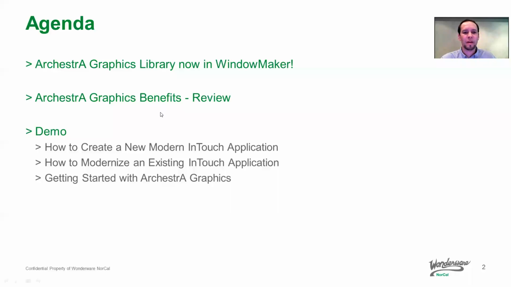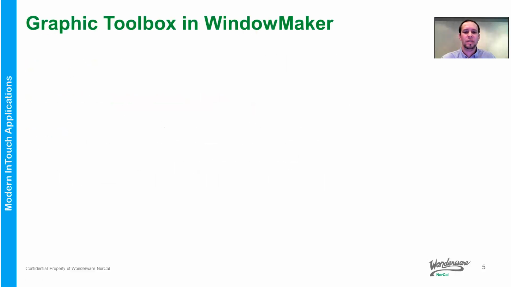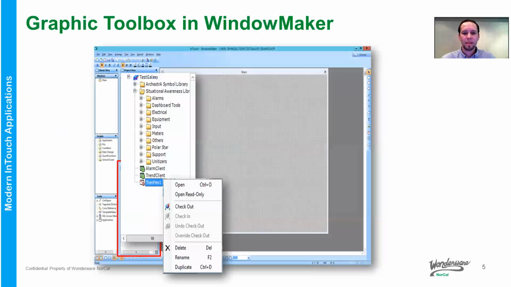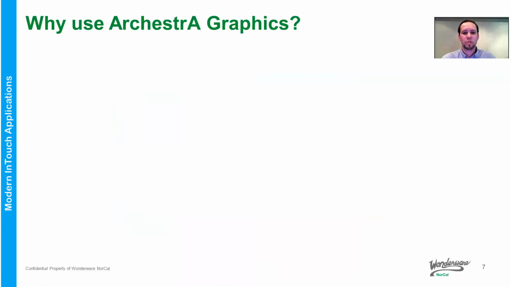So we'll take a look at the benefits of ArchestrA Graphics and do a demo on how to use ArchestrA Graphics inside of WindowMaker. Introducing InTouch Modern Applications: it's the power and benefit of ArchestrA Graphics with the traditional ease of use of Wonderware InTouch. Here's a screenshot with the ArchestrA Graphic Toolbox embedded inside of WindowMaker. And we also have the ability now to convert existing InTouch windows into ArchestrA Graphics or ArchestrA symbols. I'll show you how to do that.